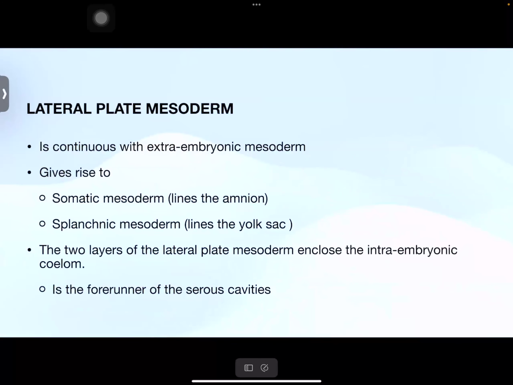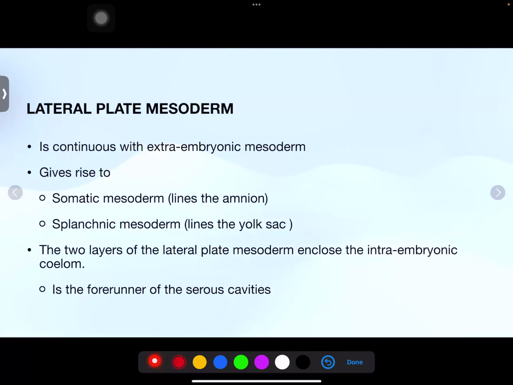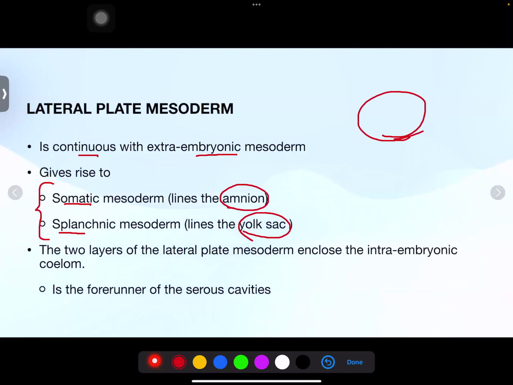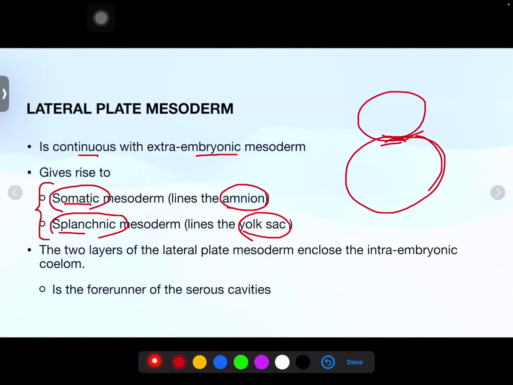Okay, so now the lateral plate mesoderm. We told you that it is continuous with extraembryonic mesoderm. It gives rise to two layers: the somatic mesoderm and the splanchnic mesoderm. One lines the amnion, and the other lines the yolk sac. We discussed previously that upward was the amniotic cavity and below was the yolk sac. So you can remember that one lining is the somatic and the other is the splanchnic. The two layers enclose the intraembryonic coelom, which is the forerunner of the serous cavities. So all the pericardial, pleural and peritoneal cavities develop in the intraembryonic coelom.